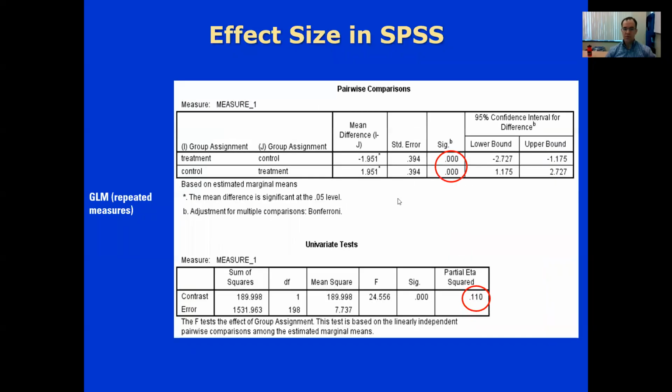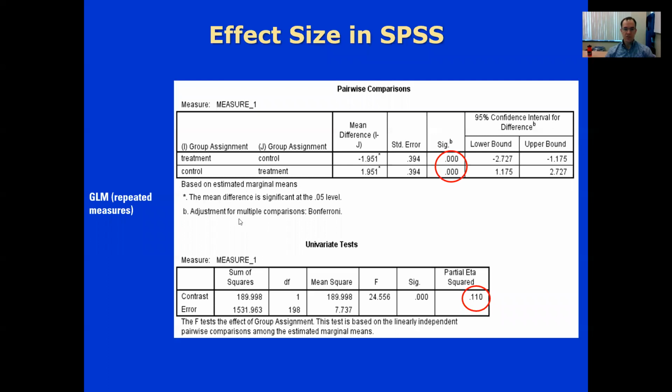So let's talk about what would happen if you wanted to do repeated measures, looking at, let's say, the weight loss treatment over time, baseline to end point. So you would use the GLM with repeated measures ANOVA. That would give you automatically the eta squared information.